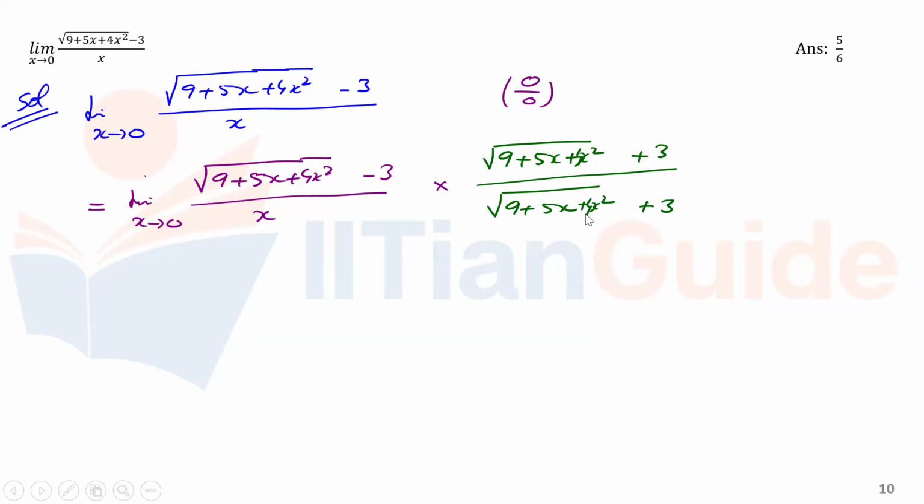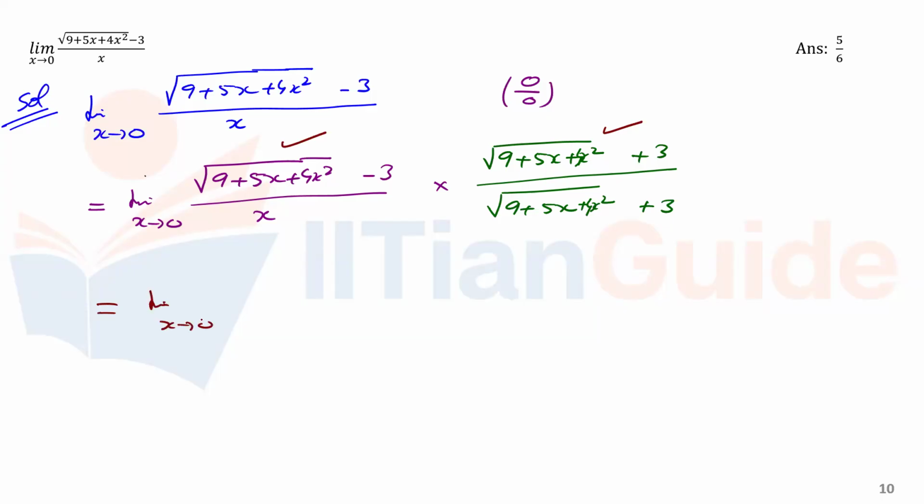What happens? I am rationalizing it. This term is safe. If I put x to be 0, this term is 0, this term is 0, under root 9 is 3, plus 3, that is 6. So this will be part of my answer. Set this aside and don't touch it. It is not 0 by 0. When we multiply the other two terms, I am getting the limit as x tends to 0.